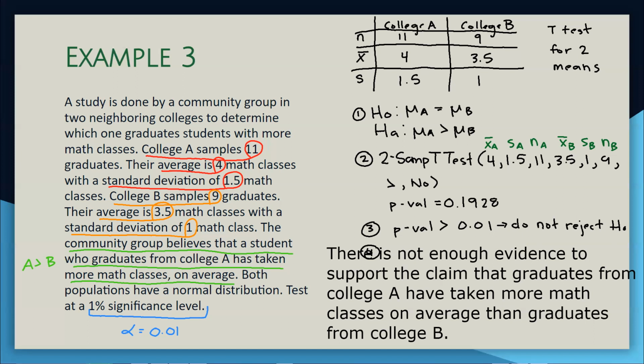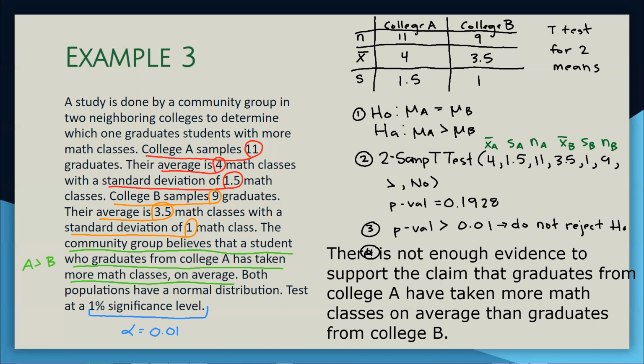I summarized the information given to us in a table, College A, College B. You'll notice I didn't label them 1 and 2 because A and B are perfectly reasonable labels. So for our hypotheses, the null is that the mean for A equals the mean for B. And then the alternative is that the mean for A is greater than the mean for B. They say that College A has taken more math classes, so A should be greater than B.